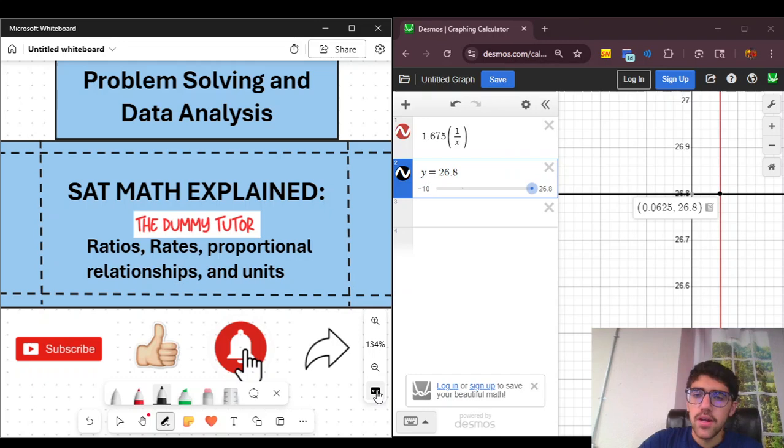Yeah, so we're going to move on. We're going to keep going on problem solving, then analysis until we finish, then move on to geometry.